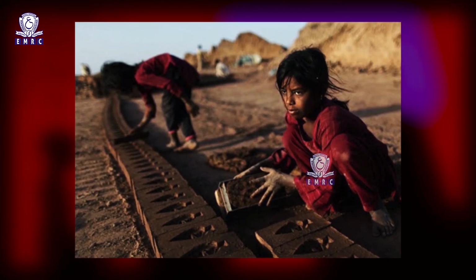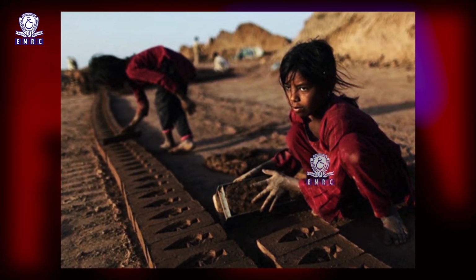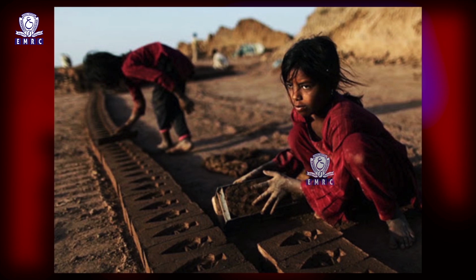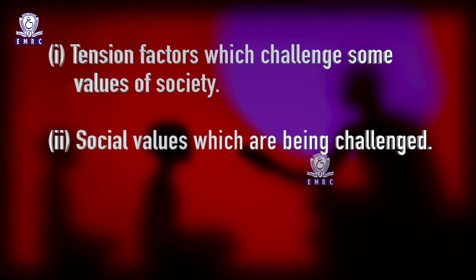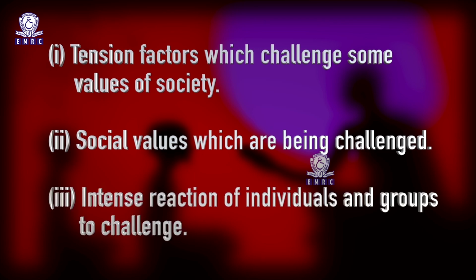Now, the nature of social problems. The social problem is connected to the majority of the members of society. According to Bernard, the repressive and tense condition consequent of social problems may involve three types of elements. First, tension factors which challenge some values of society. Second, social values which are being challenged. And third, intense reaction of individuals and groups to the challenge. Now, the following characteristics exhibit the nature of social problems.